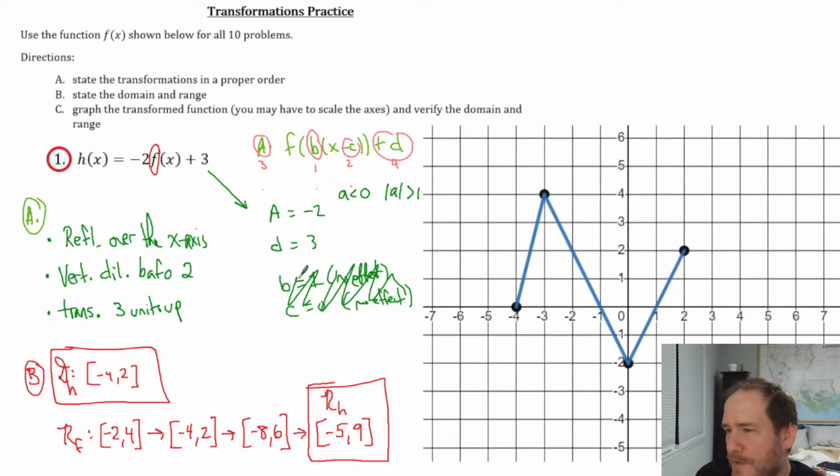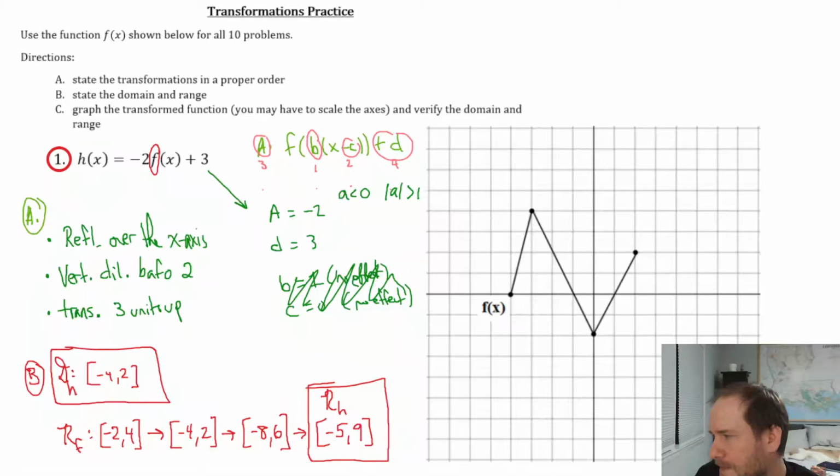Alright, so does that fit on my grid? I've got to go from -5 up to 9, so no, we don't have enough room up top. So let's throw this guy in the bin and go get a new one that goes wide enough. -5 to 9.